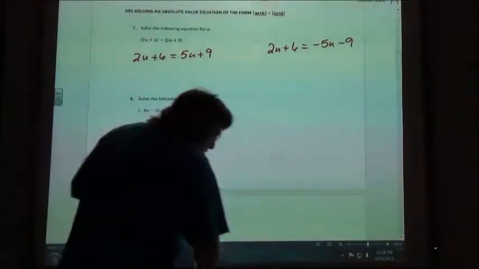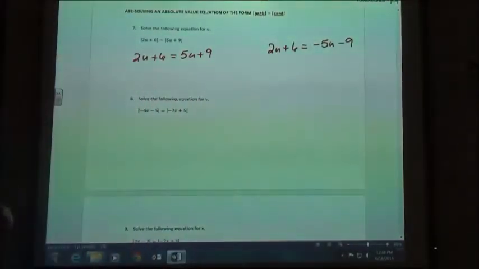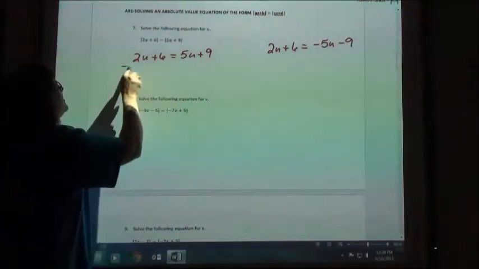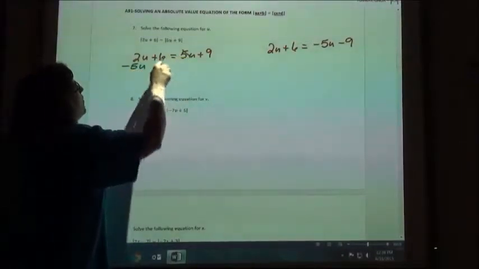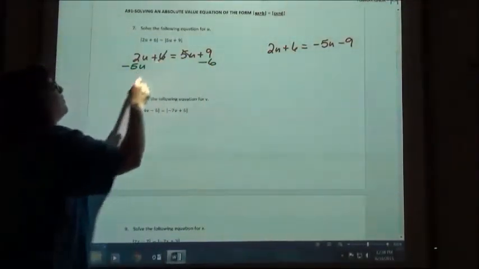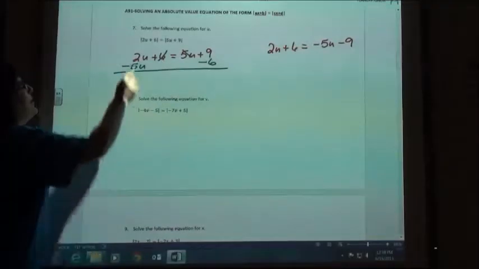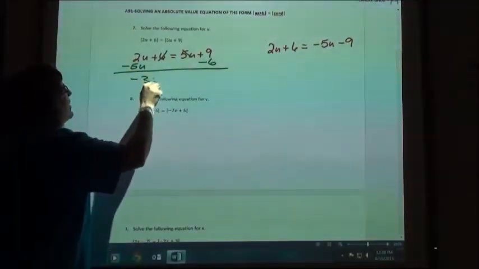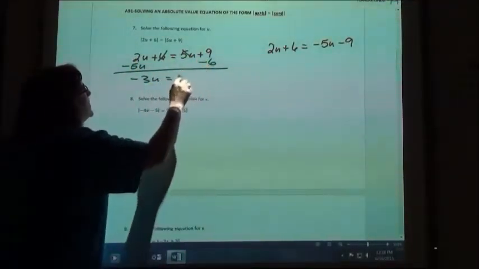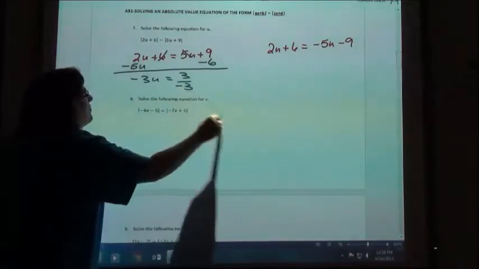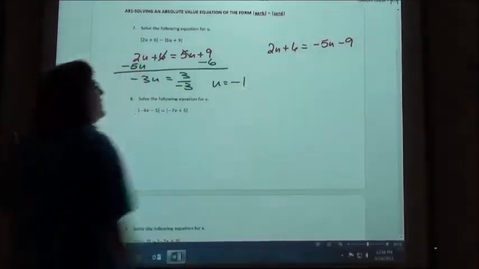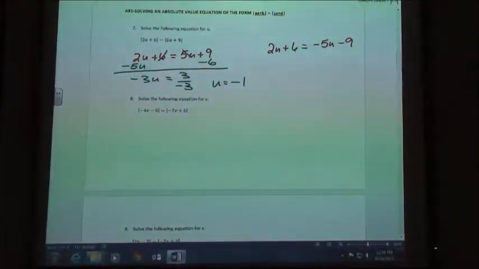And then, of course, I solve those like I solve every other equation. So I'm going to go ahead and subtract my 5u to move it over and subtract my 6 to move that to the opposite side. So 2 minus 5 gives me negative 3u. 9 minus 6 is 3. And when I divide, negative 1 is one of my answers.